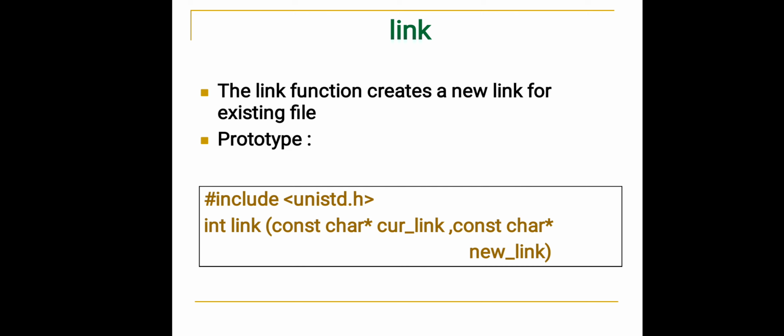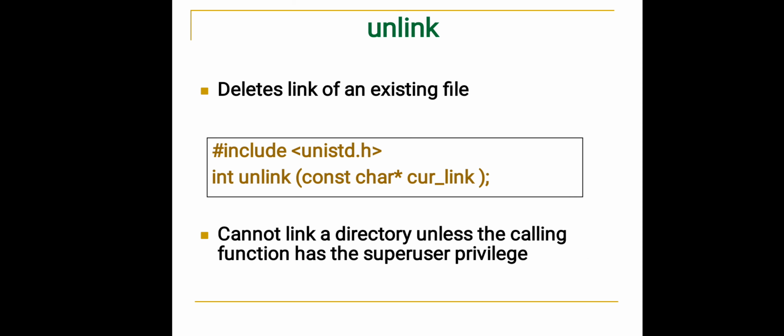Link. The link function creates a new link for an existing file. Prototype: #include <unistd.h>, int link(const char *cur_link, const char *new_link). The unlink function deletes the link of an existing file. #include <unistd.h>, int unlink(const char *cur_link).